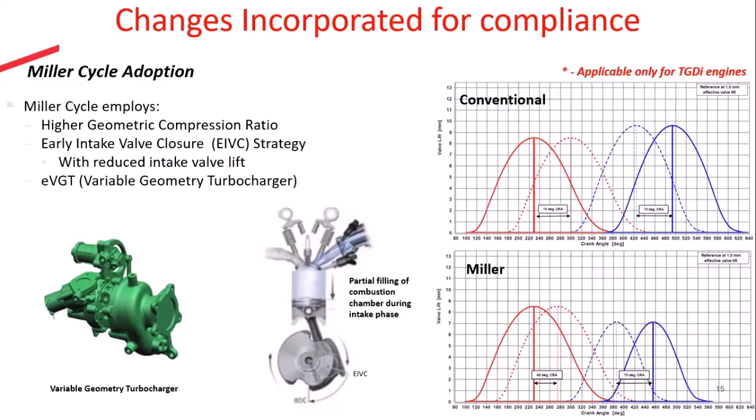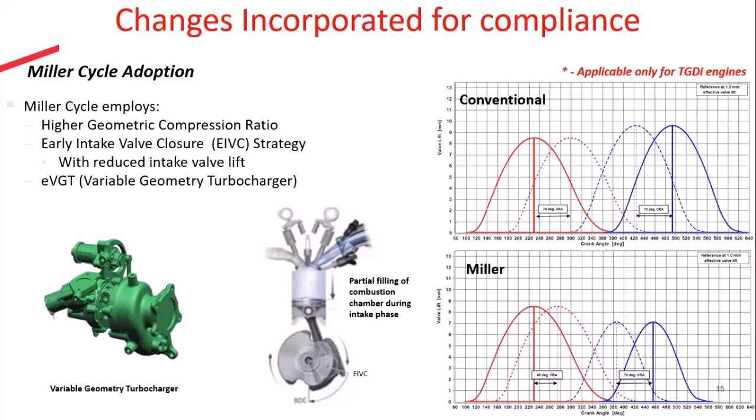Right. So then there is one center diagram right over here. It says partial filling of combustion chamber during intake phase, which is because of the early intake valve closure. Pretty obvious. So now the difference between BS 6.1 and 6.2 is the profile of the camshaft, and this is applicable for all the TGDI engines. Then everything sounds good. I hope we have a fair idea of what exactly is going on with respect to this particular discussion.